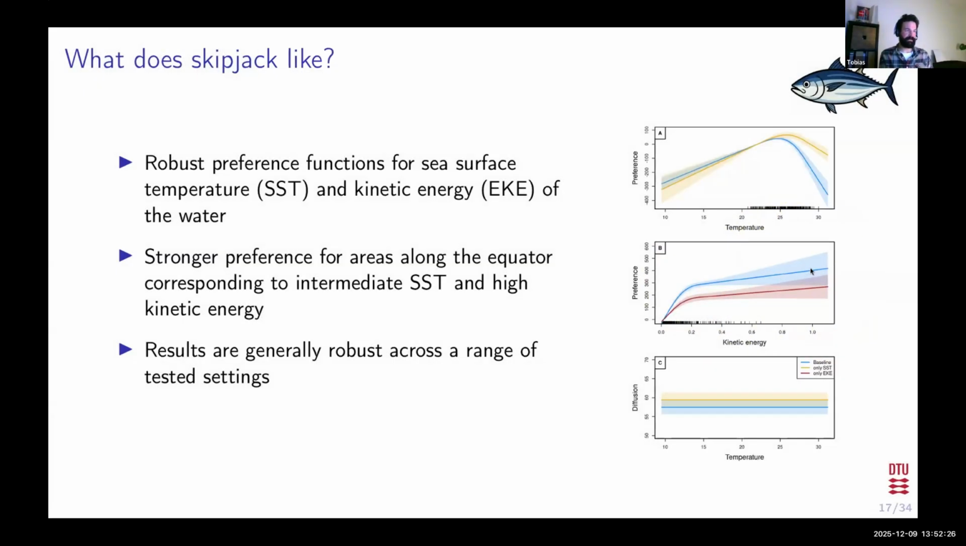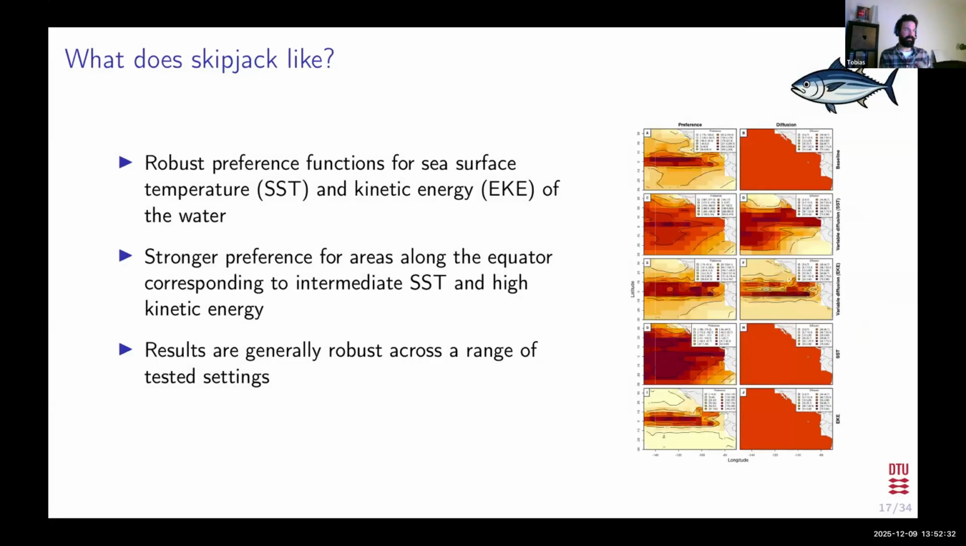In this scenario, we set the diffusion constant fixed in time and space. The results vary a little bit if you allow diffusion to vary as a function of environmental fields, or if you assume they are dependent, and also if you use either one separate of those environmental fields. But overall, from what we saw, the recapture location predictions and also the movement are relatively robust.